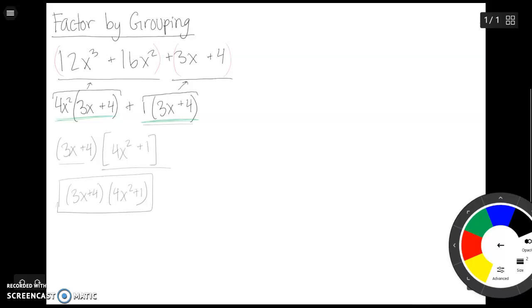Okay. Now factoring by grouping is fairly simple. Basically, it's just a series of factoring out the greatest common factors. So let me get my highlighter out.